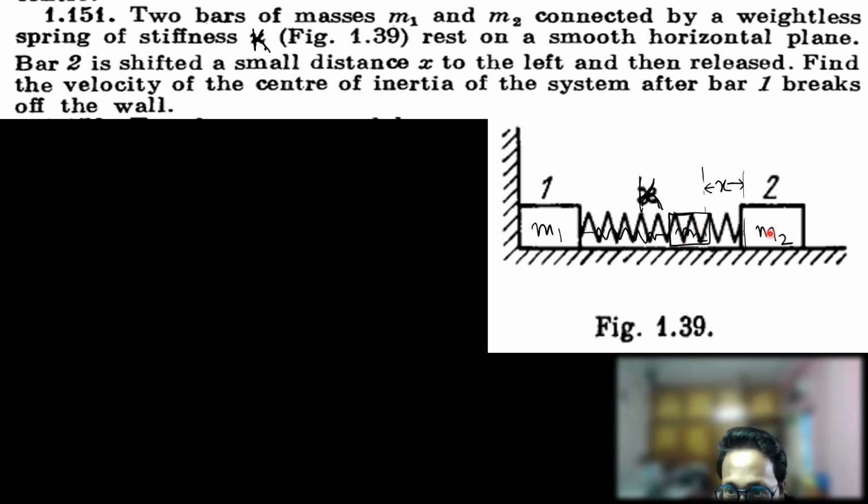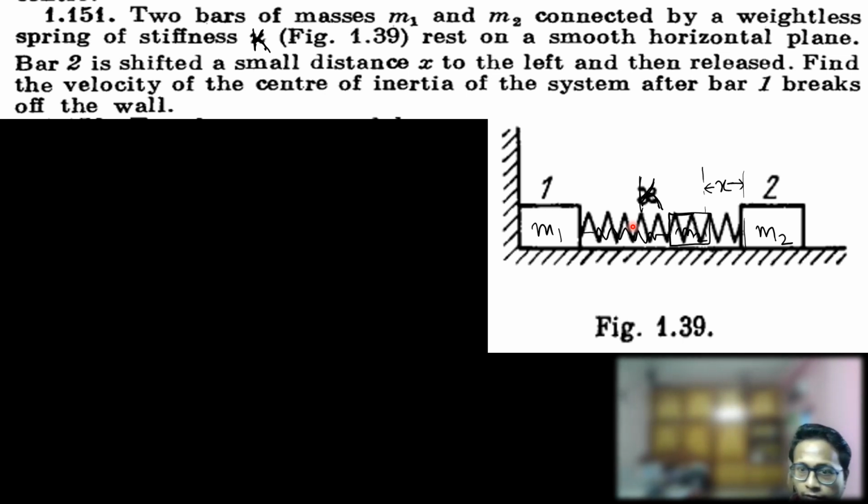This mass M2 will go forward, and after a certain while what will happen? These two masses are joined, no? So as soon as this mass M2 moves towards a certain length, it will have some velocity and it will pull the spring, no? If it pulls, the spring will pull back the M1. The question is asking, find out the velocity of M2 at the moment M1 gets detached from this wall.